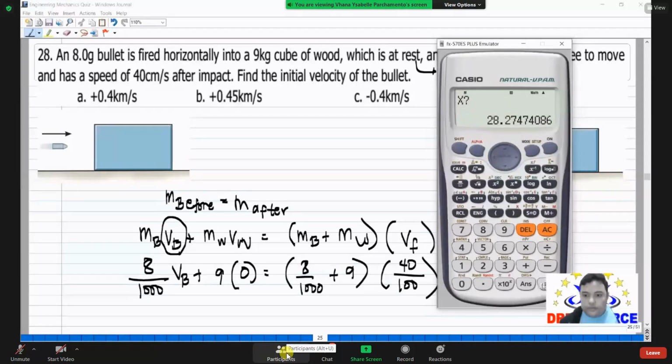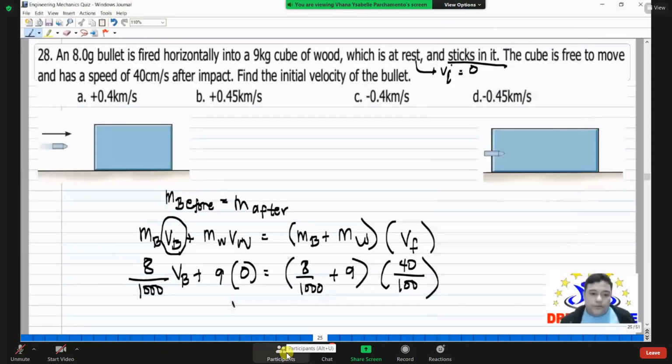So, shift solve. Parehas na siguro yan. So, solve for x: 450.4 meters per second. So, in kilometers, this is 0.45 kilometers per second.